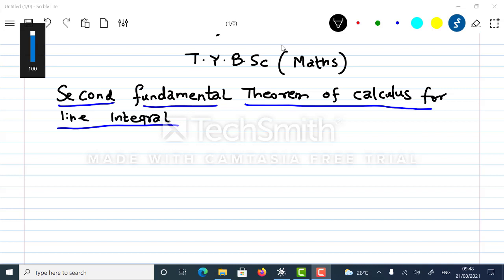In this lecture we will study the second fundamental theorem of calculus for line integral. So let me state the theorem statement.